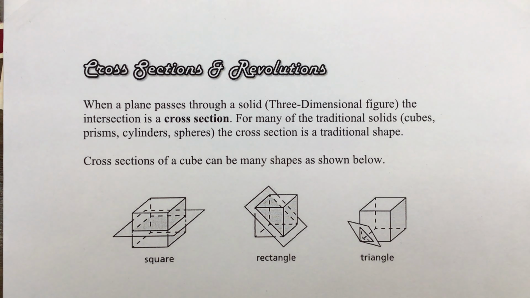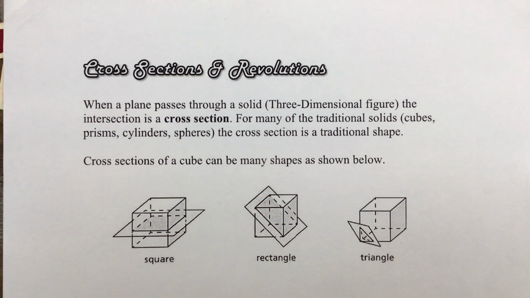is a cross-section. Okay, so you can think of a plane as really like slicing through that solid item, and if you open it up, the part that you would see would be the intersection of that plane and the solid. That's our cross-section. For many of the traditional solids that we have, like cubes, prisms, cylinders, spheres, maybe even cones and pyramids, the cross-section that you get will be one of our traditional shapes.